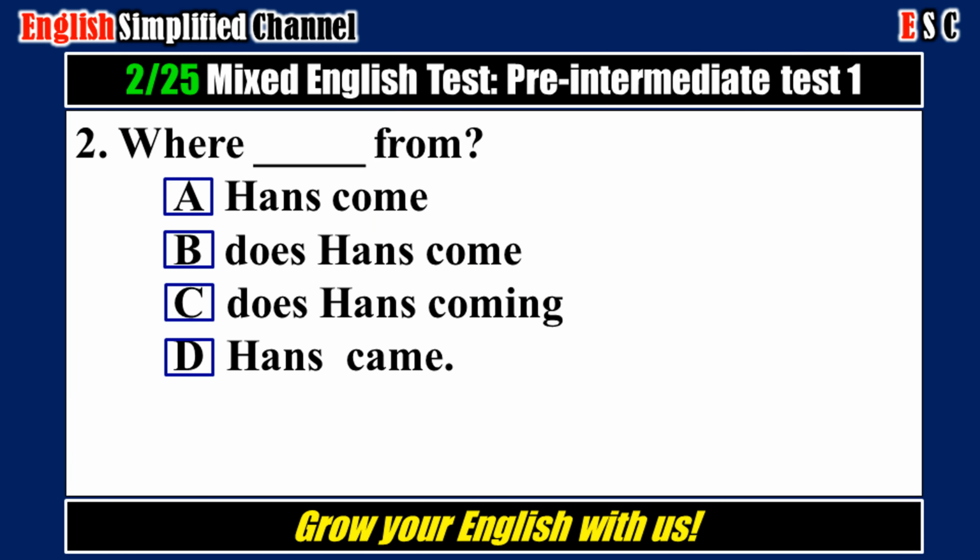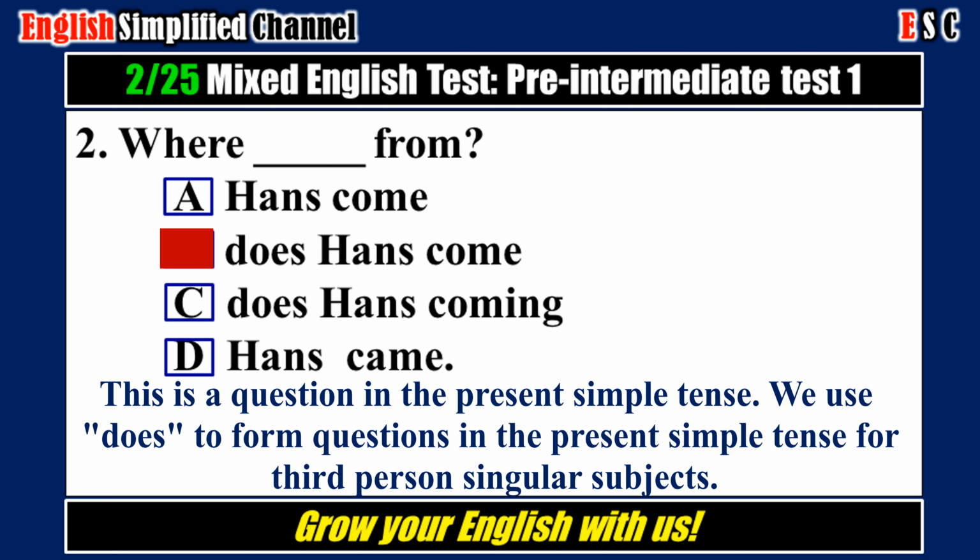2. Where, blank, from. A. Hans come. B. Does Hans come? C. Does Hans coming? D. Hans came. Two. Where does Hans come from? Answer: B. Does Hans come? Explanation: this is a question in the present simple tense. We use does to form questions in the present simple tense for third-person singular subjects.